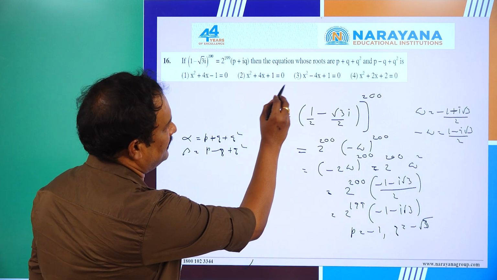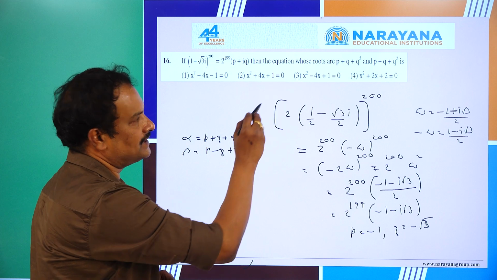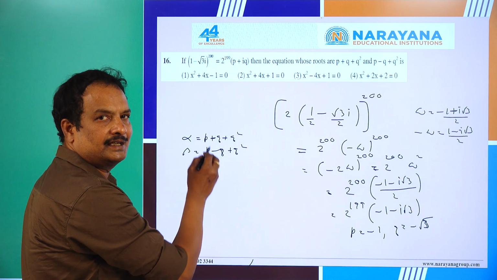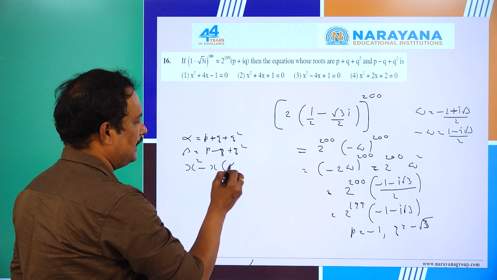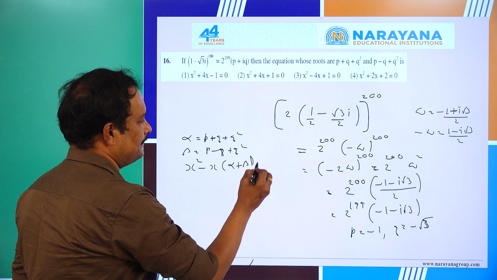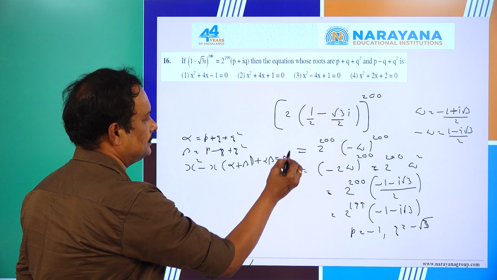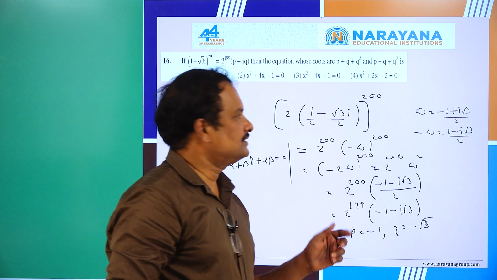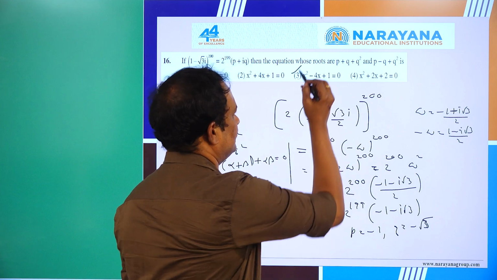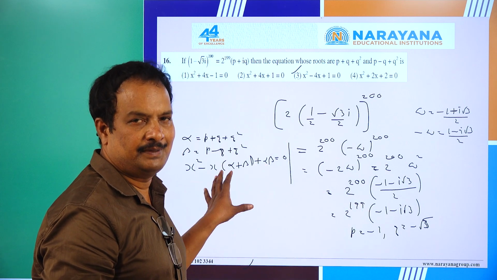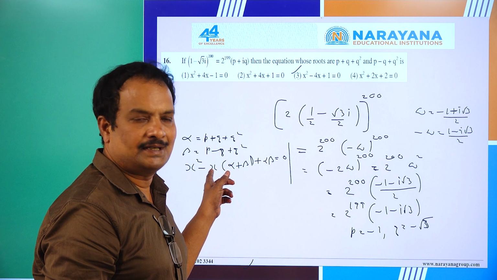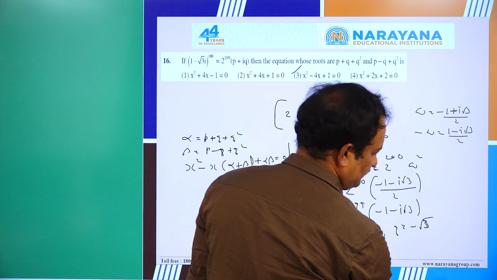Then the required one is what? What is the equation whose roots are these two? Means what? The quadratic equation whose roots are alpha and beta is given by x square minus x into alpha plus beta plus alpha into beta equal to 0. That's all. So when you simplify this one, you will be getting the third one as the answer. Straight away find out p and q, find out alpha and beta, find the equation whose roots are alpha and beta. Now let's go for the next one.